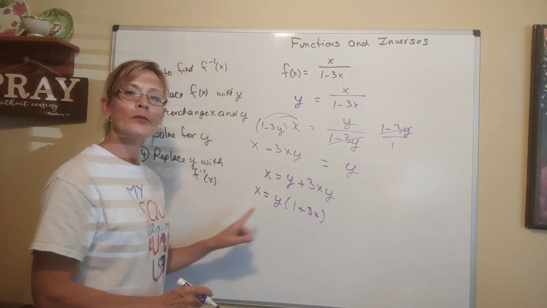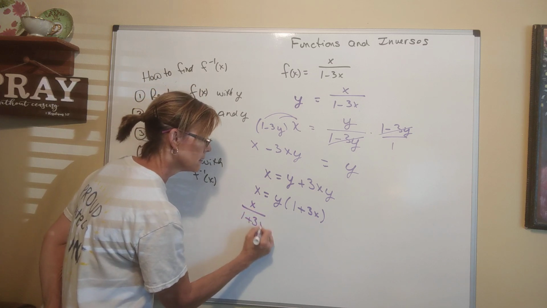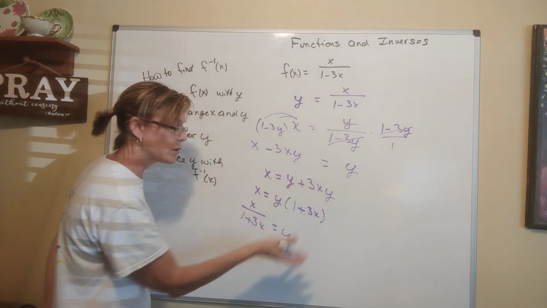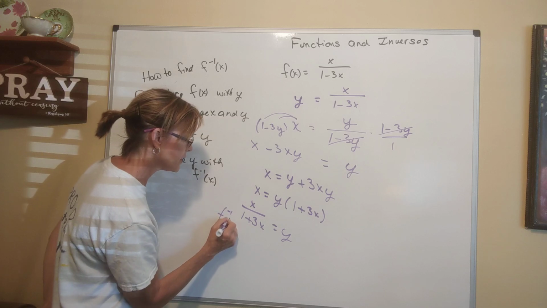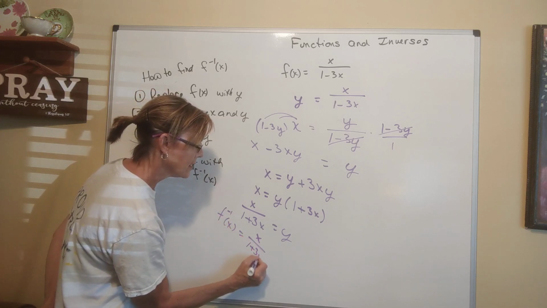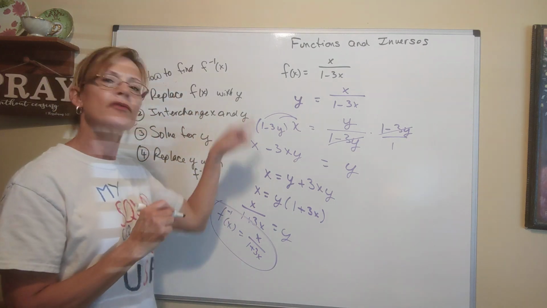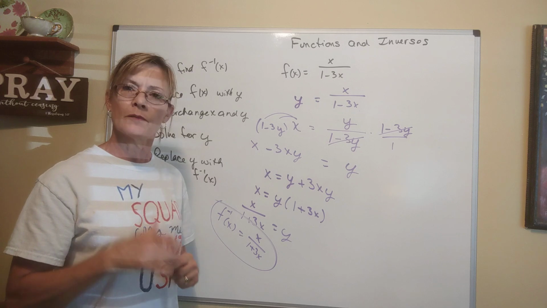And then I can just divide both sides by 1 plus 3x. x over 1 plus 3x is equal to y. And then replace y with f inverse of x, which is x over 1 plus 3x. This is the inverse. So that had a little bit of trickiness to it. I wanted to do that with you.